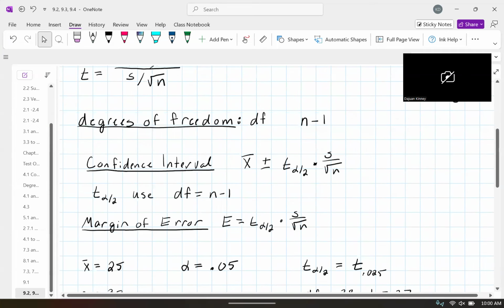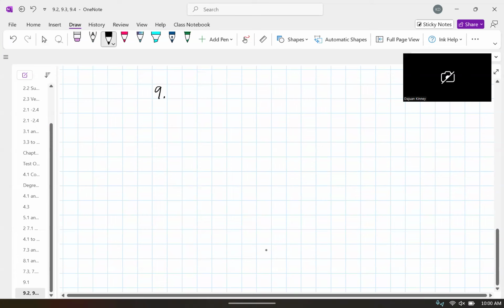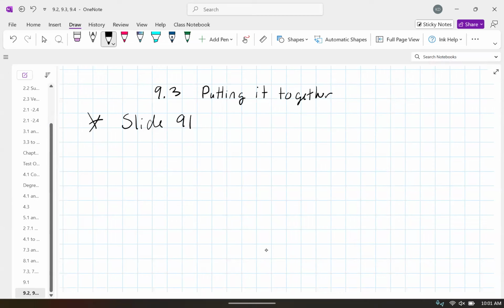9.3 is literally a slide. This is putting it together. What do you use when? Slide 91, I'm gonna pull that up, but just so you know where it is.